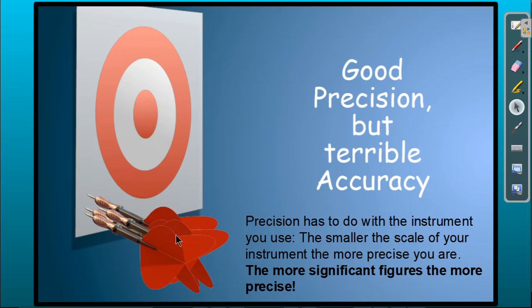Precision has to do with the instrument that you're using for measuring. So the smaller the scale of your instrument, the more precise you can be. Doesn't mean that you hit the mark, but the more precise you can be, the more digits you can give me after the decimal point. Why are you getting the wrong result? Maybe you don't know how to use the tool. Maybe you're reading the tool incorrectly. So there's a lot of reasons why you're not hitting the mark, but you're being very precise in here.